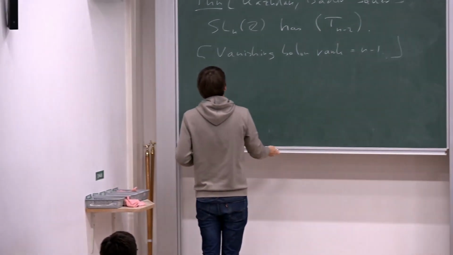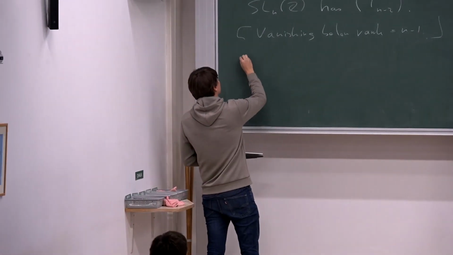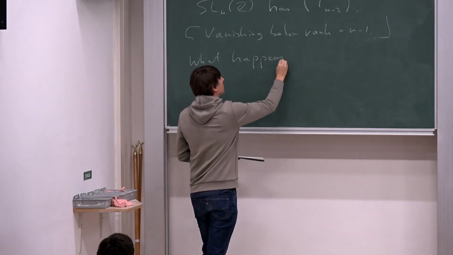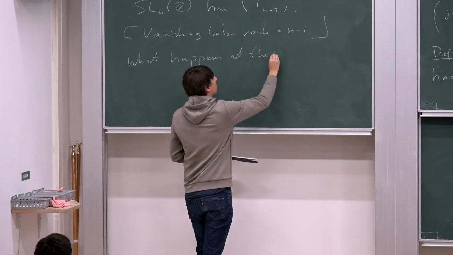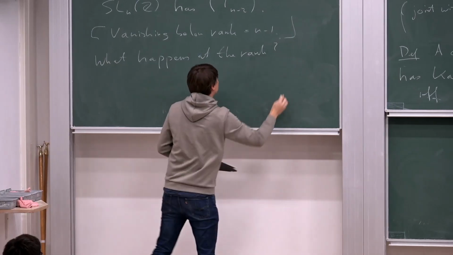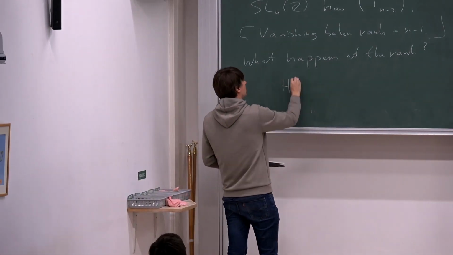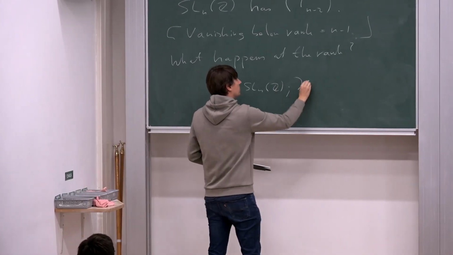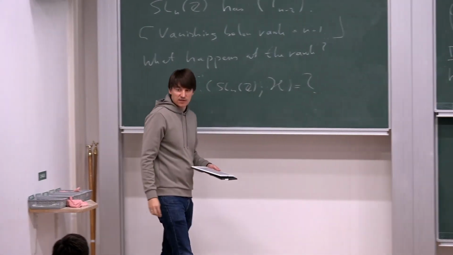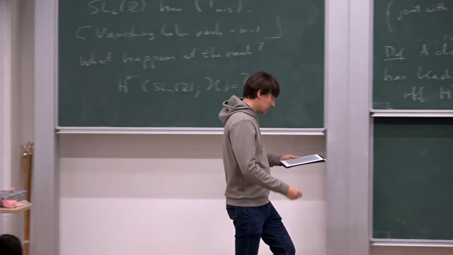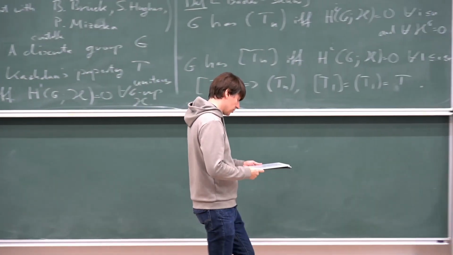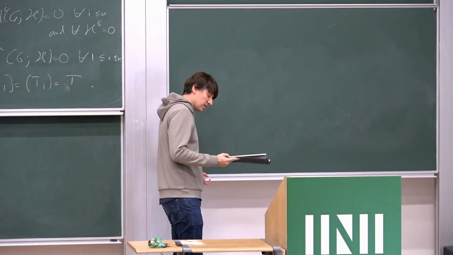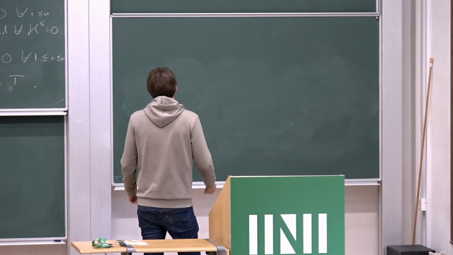So then the remaining question to answer is what happens at the rank. You want to understand what this is. That's the question. Okay, so how do you actually compute cohomology? I need to give you a bit of a crash course in computing cohomology. So how do we compute?